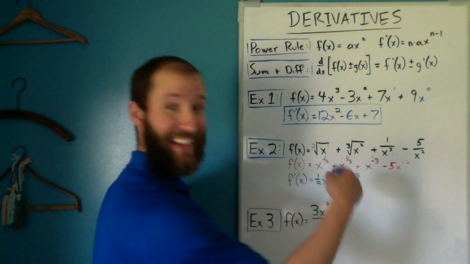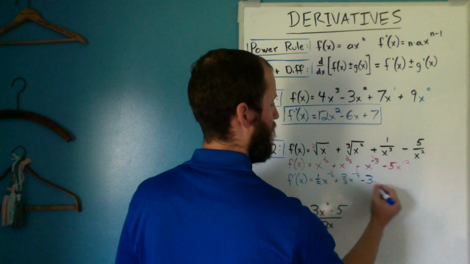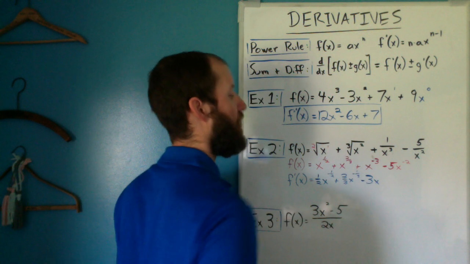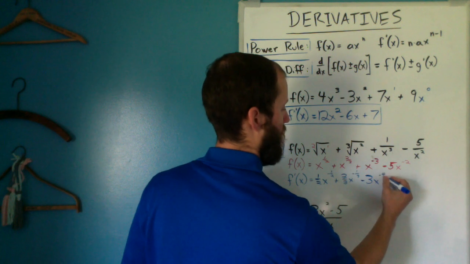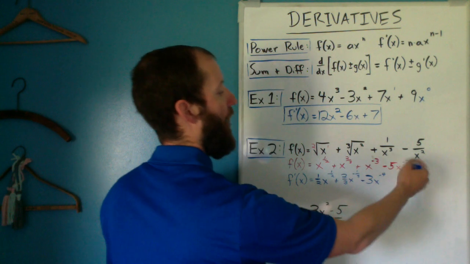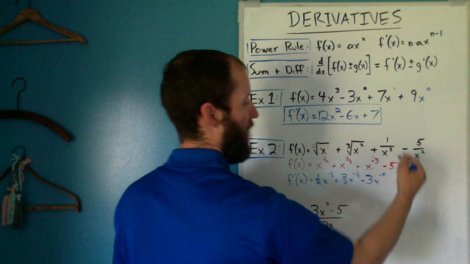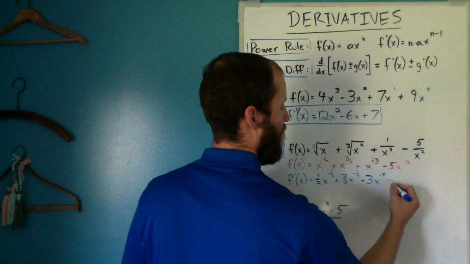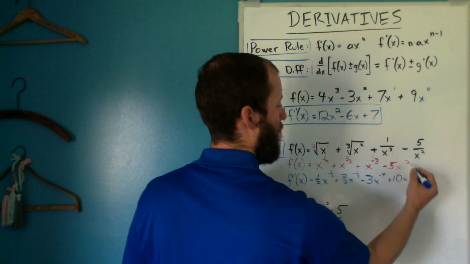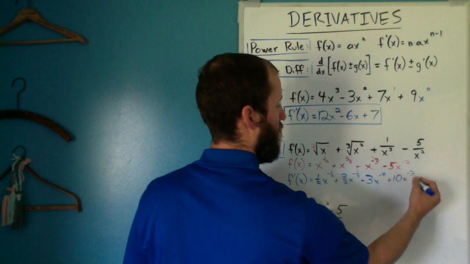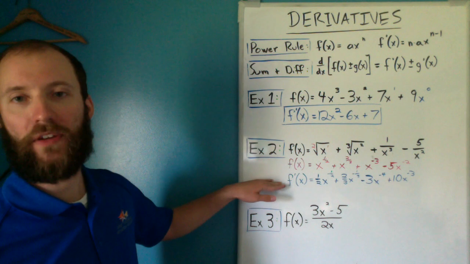Now this next one, x to the negative 3rd. We'll bring that negative 3 down. So minus 3x. Decrease your exponent by 1. Negative 3 minus 1, negative 4. And lastly, this negative 5x to the negative 2. Bring the negative 2 down. Negative 5 times negative 2 gives you positive 10. Decrease the exponent by 1. Negative 2 minus 1, negative 3. So we have our derivative.